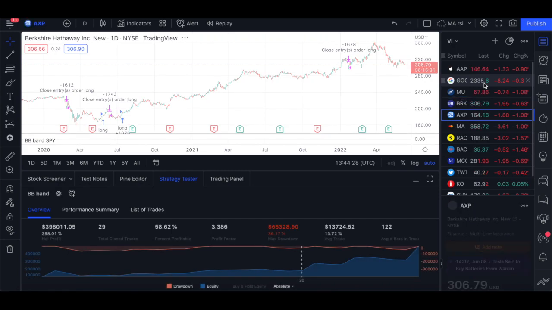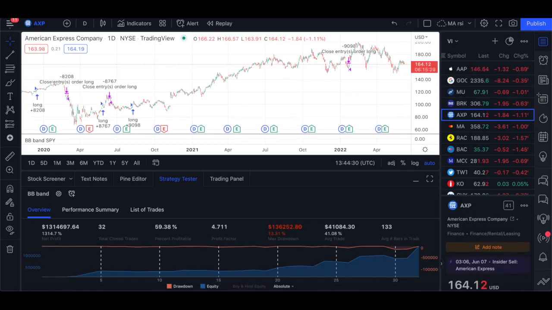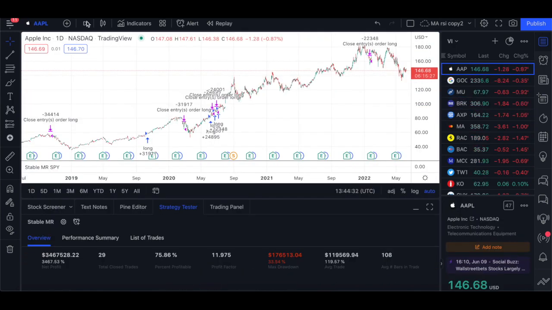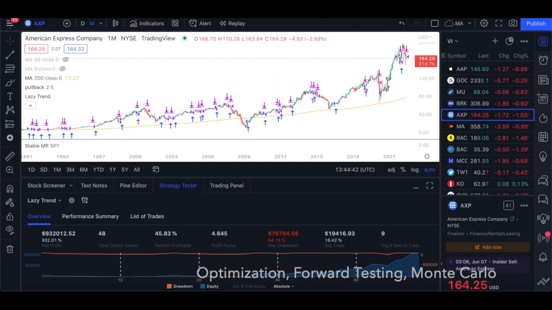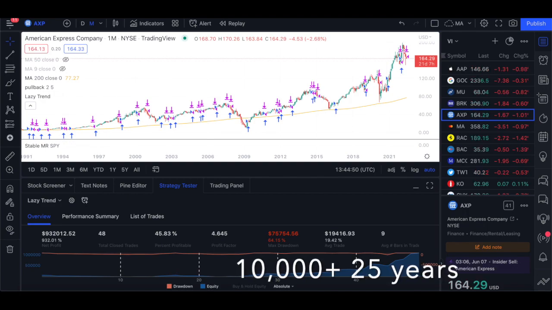All these strategies, whether it be the lazy trend follower or the confident trend or this one here, the stable mean reverse strategy, all of this has got a specific advantage, because we not only do optimization and forward testing along with Monte Carlo simulation, we run this test randomly across tens of thousands of stocks over 25 plus years. Now, that is good enough for you. You can just randomly pick stocks and apply the strategy and still successfully get some great results.